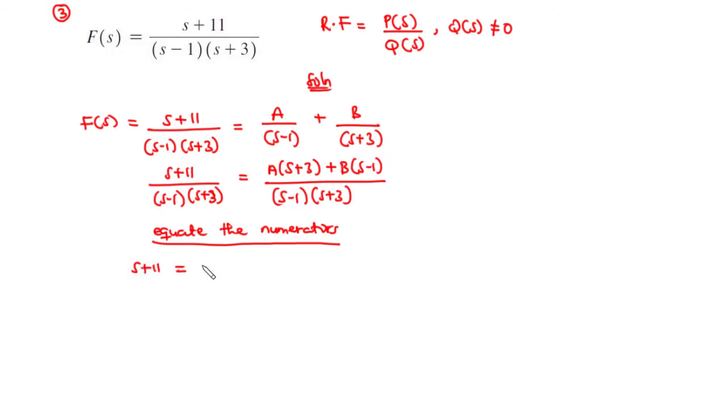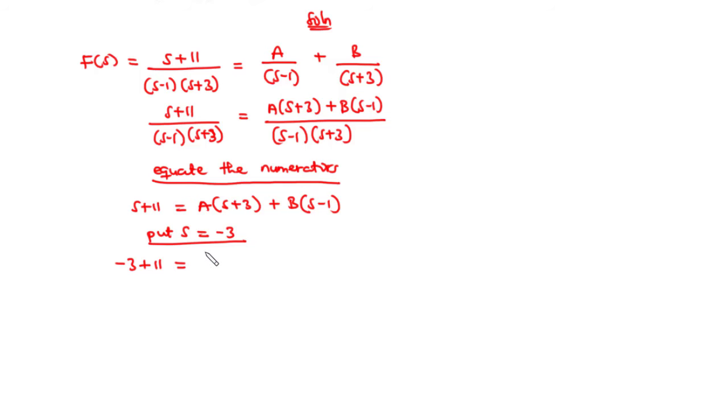So on the left hand side we have -3 plus 11, and that is equal to, a goes to 0 if we plug in -3 in place of s. And so for b we have b times -3 minus 1, and this becomes -4b. So we have -3 plus 11, that is 8, equals -4b. Now we divide through by -4 on both sides, and then we have b to be equal to -2. So this is the value of b.